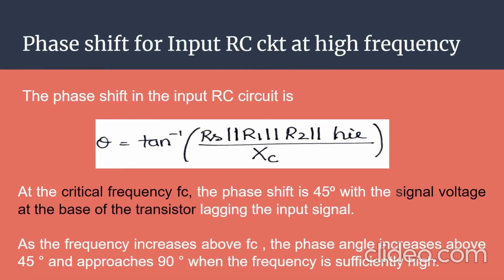So next, let's see the phase shift for the input RC circuit at high frequency, which is given by the formula theta equals tan inverse of the total resistance divided by the total capacitive reactance. At critical frequency Fc, the phase shift is 45 degrees with the signal voltage at the base of the transistor, since at the critical frequency the total resistance equals the total capacitive reactance, so tan inverse 1 is absolutely 45 degrees. But as the frequency increases above Fc, the phase angle also increases above 45 degrees and approaches 90 degrees.